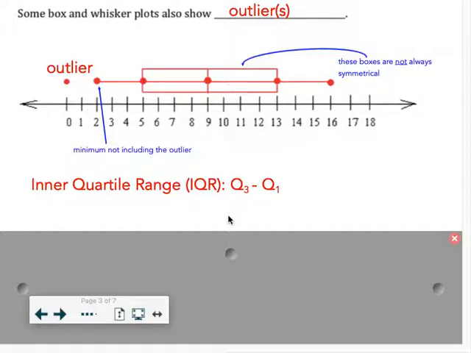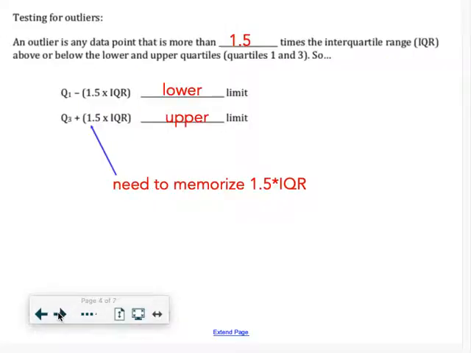So I've been telling you a lot of stuff about the box and whisker plot, throwing a lot of vocabulary at you. These are the steps, okay? So, first of all, an outlier. To calculate if your data set has an outlier, it's any data point that is more than 1.5 times the interquartile range above or below quartiles 1 and 3. So this is how you mathematically calculate an outlier.